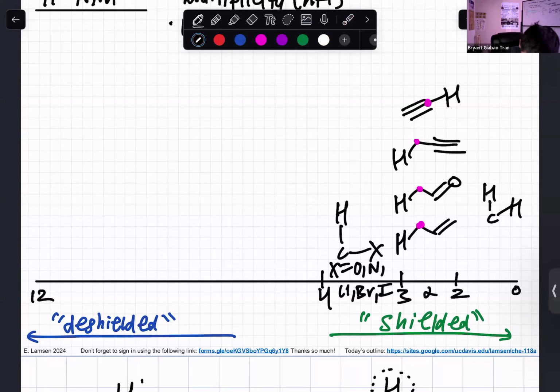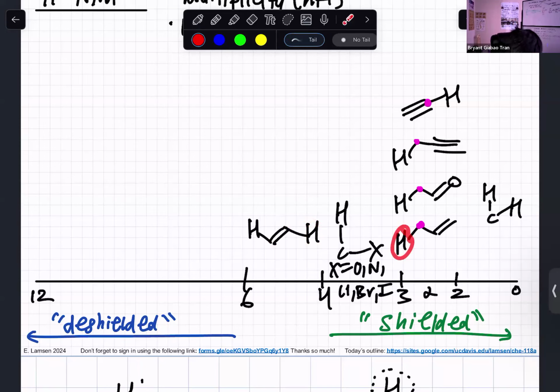4 to 6 is going to be the alkene hydrogens. So these hydrogens here directly on the alkene carbons, right? That's different than this hydrogen right here, because this hydrogen here is just on the alpha carbon. This is the alpha carbon, one carbon away from the alkene. But if you have a hydrogen directly on the alkene, that's going to be between 4 to 6.